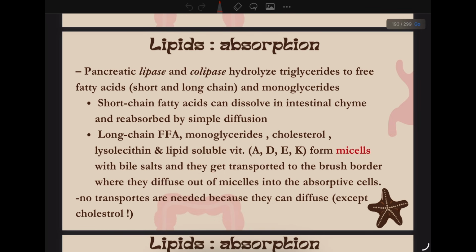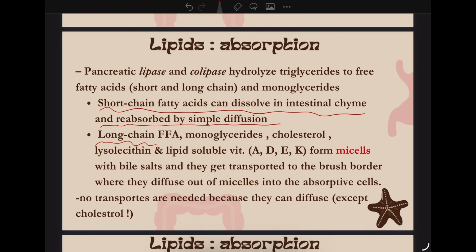so now we have our lipids, and they are digested into these end products. What do we do now? Absorption. So, pancreatic lipase and colipase hydrolyze them into free fatty acids. Anyways, I want you to know that free fatty acids can be either short or long chain. Short chain fatty acids will dissolve directly and be absorbed by simple diffusion through the membrane because they are hydrophobic, so they can go through the membrane easily.